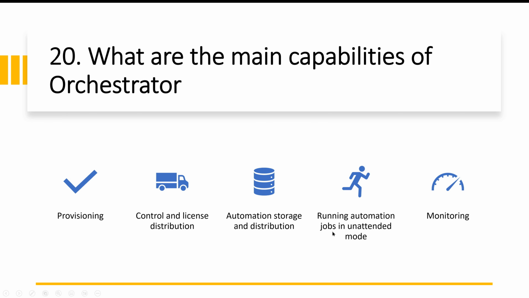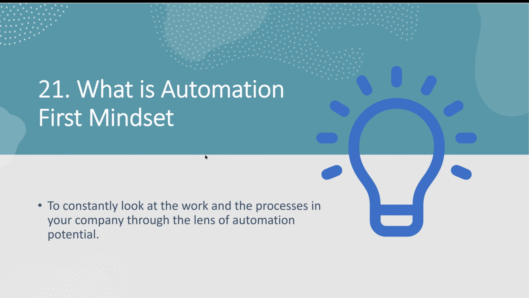Next, running automation jobs in unattended mode. So running, we can schedule or we can trigger, we can run it as an event in Orchestrator, right? And monitoring. It can monitor the jobs, it can monitor the schedules and it can monitor the robot performance and all. So these are the main capabilities of Orchestrator, right? Let us move on to the next question.